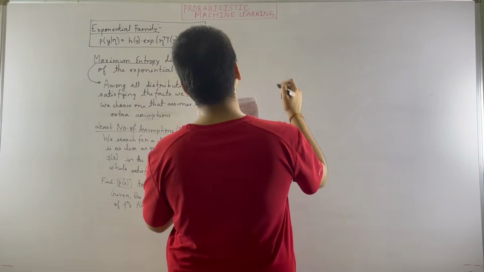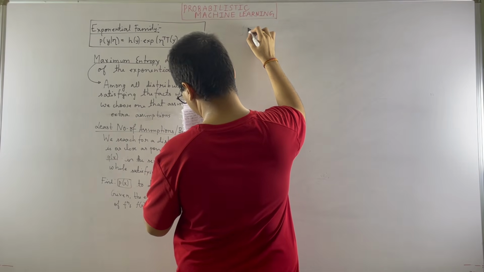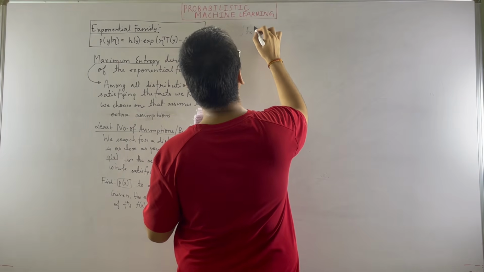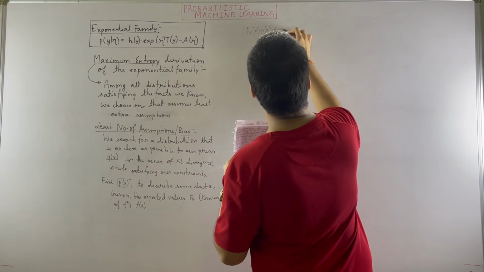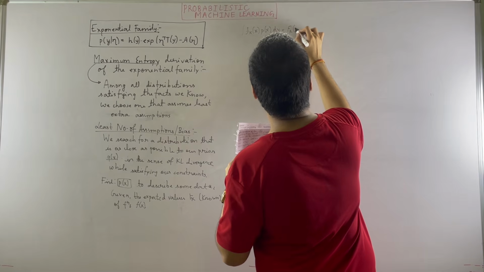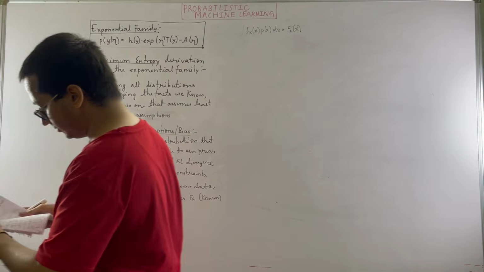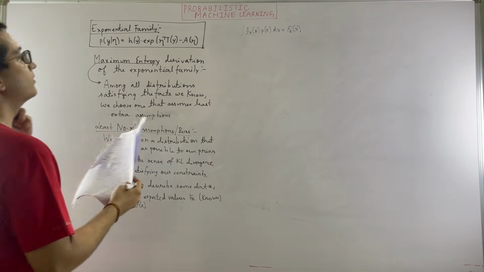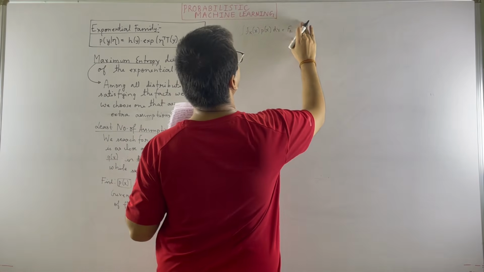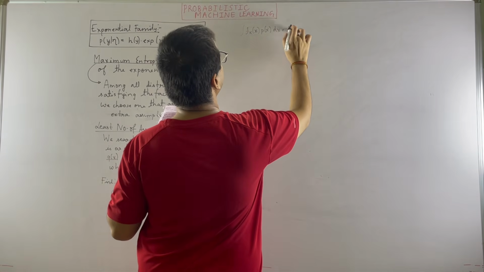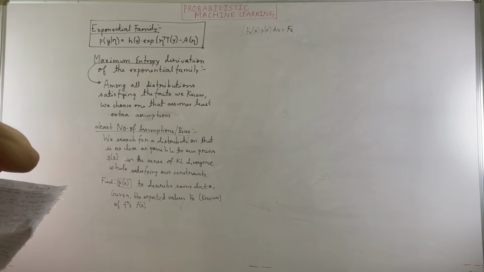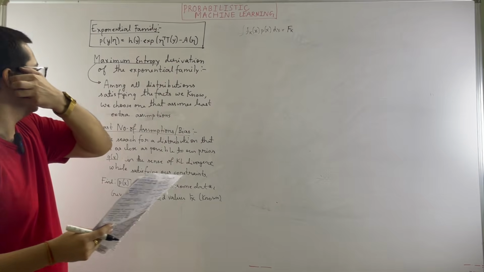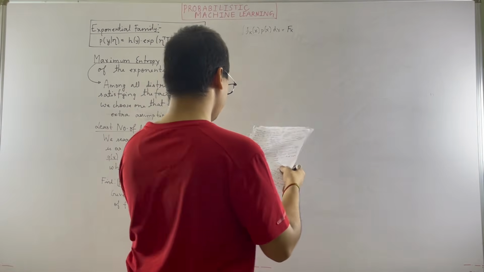So basically, how do we write expectation? Integral f_k(x) p(x) dx is equal to F_k, which is the expectation, or simply capital F_k, because it is not a function of x. The expected values do not depend on x, so they are just constants. So this is the integral, okay?